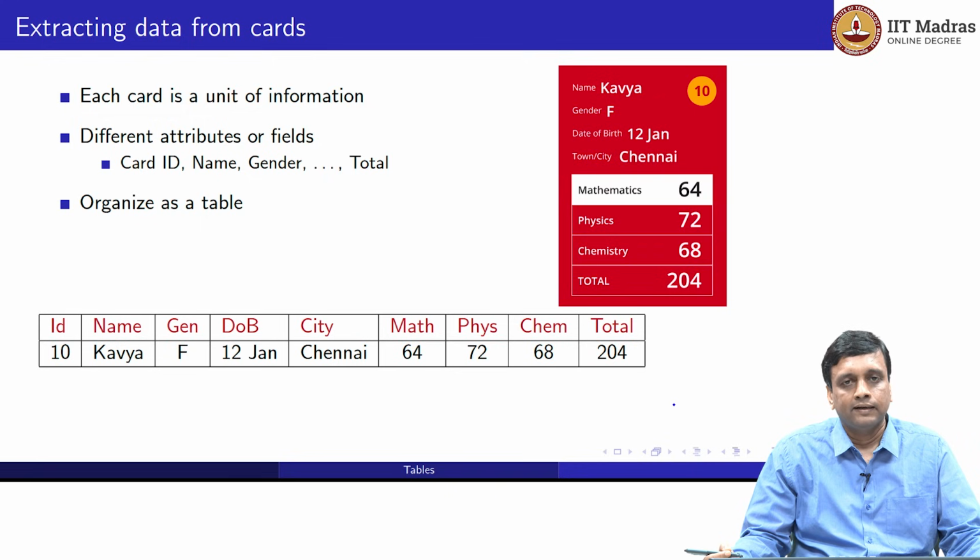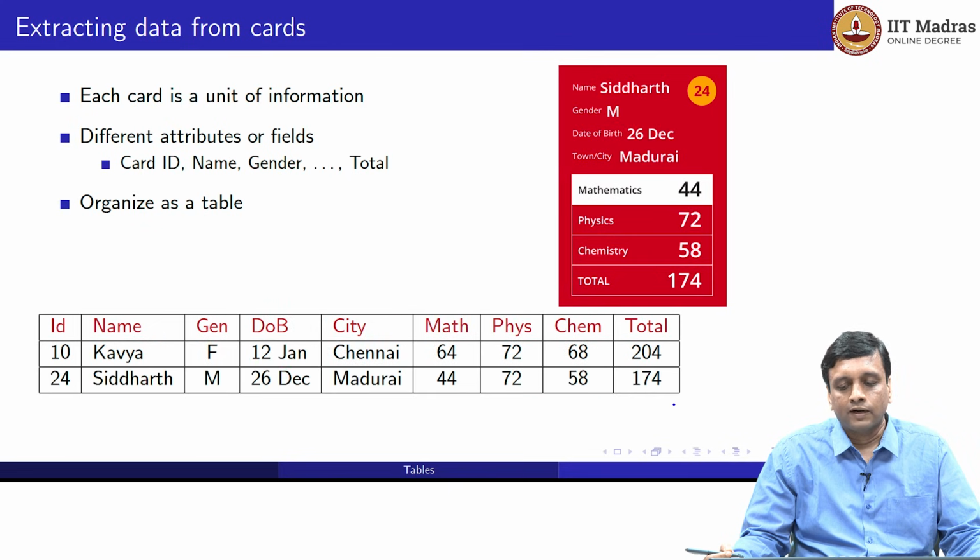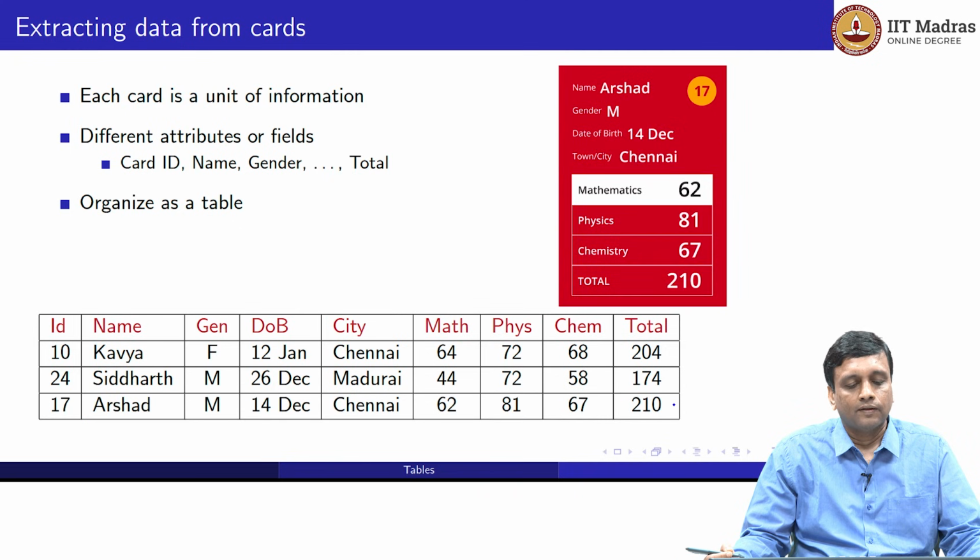It has the card ID, the name of the student, gender, the date of birth, the city, the maths marks, physics marks, chemistry marks, and the total marks. So if we now make a table with 9 columns, then we can write out these values for each card as a row. For instance, Kavya's card has ID 10, name Kavya, and so on. If we pick up a different card, for instance the card for Siddharth, then this becomes a new row in this table. In this way, row by row, we can enter the details for each card in this table, and finally we have a single table which represents the entire deck of cards.